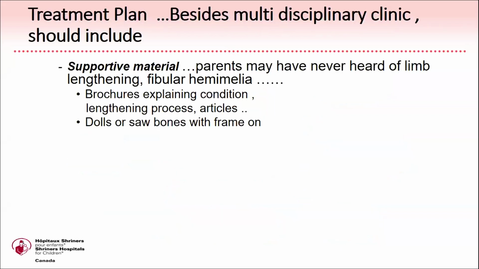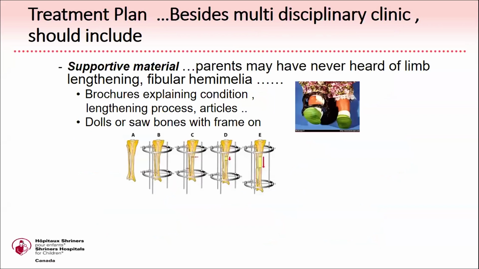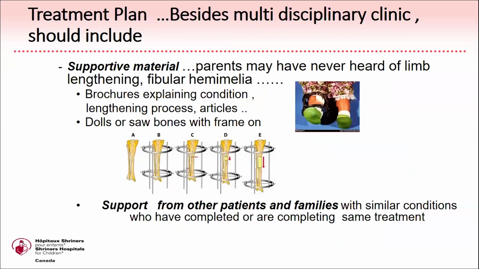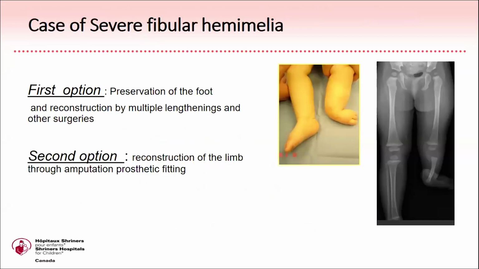Besides the clinic, there are also lots of supporting materials that can be used to help the patient and the family reach a reasonable plan of treatment, and that includes the brochure and multiple dolls to show the external fixators. For families who have children affected with this, and we plan an amputation, they can see and meet other families and other children who had the same treatment.